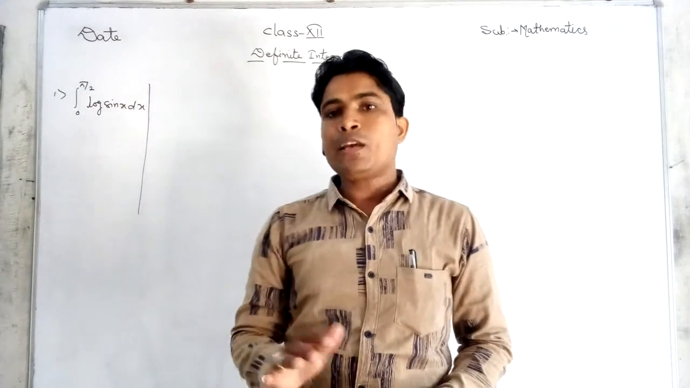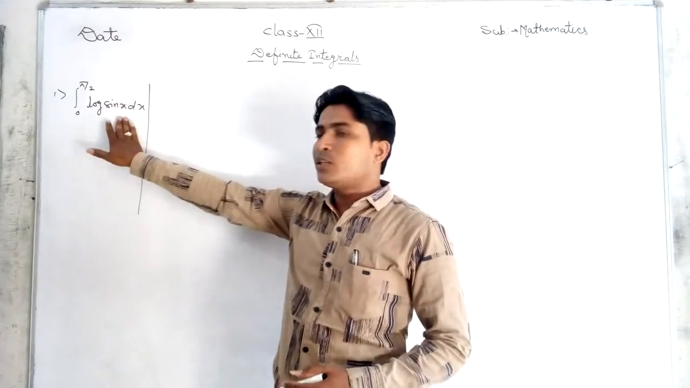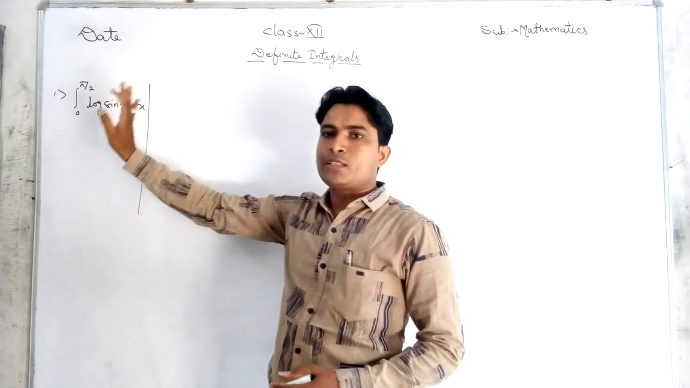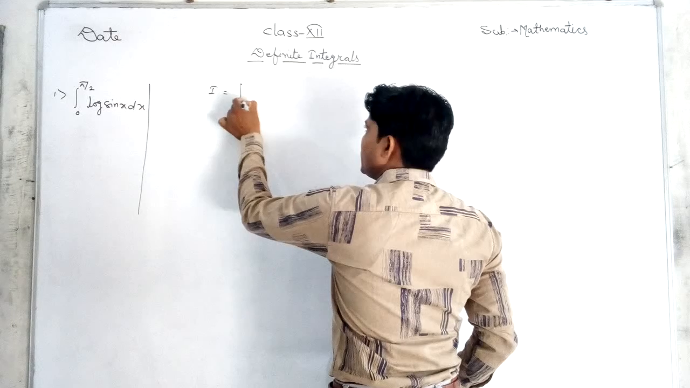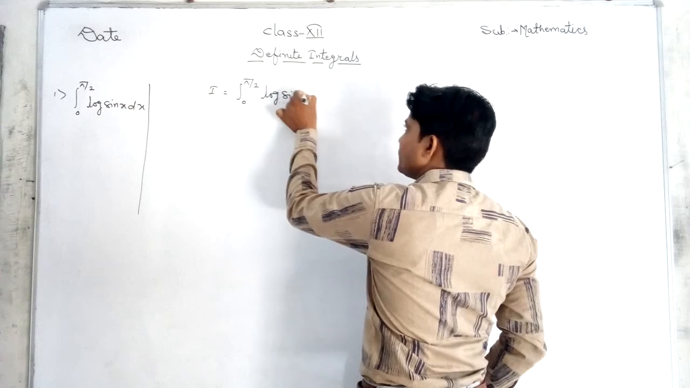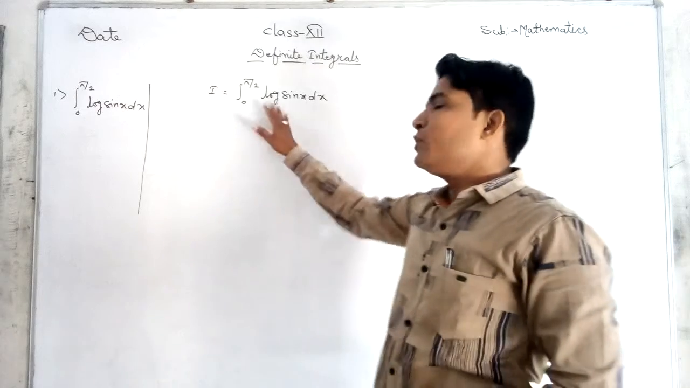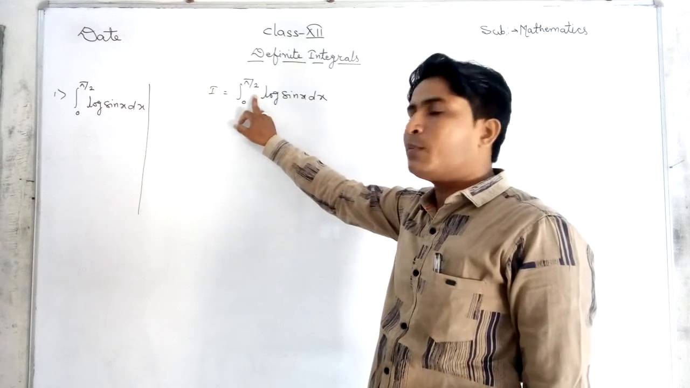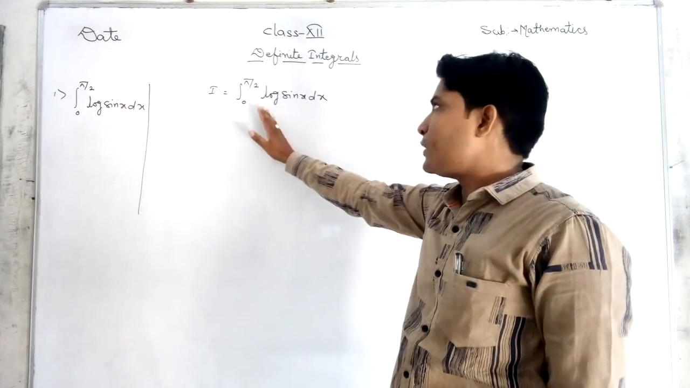Related to this, here is a question: the integral from 0 to pi by 2 of log sin x. Suppose I equals the integral from 0 to pi by 2 of log sin x dx. If we do this question without properties, we consider 1 as an algebraic function, so we can directly do integration by parts. But if we do this question by the property, then it is very easy.